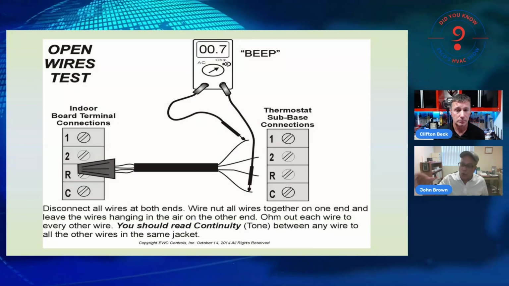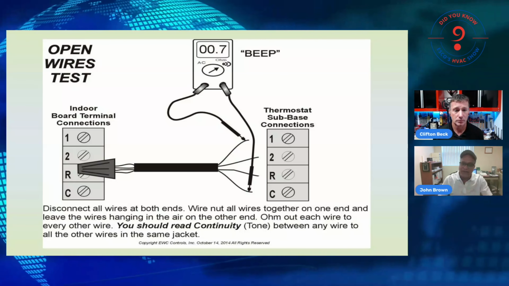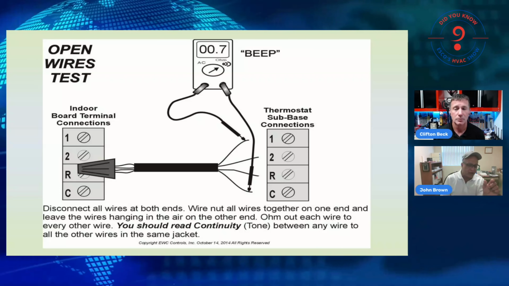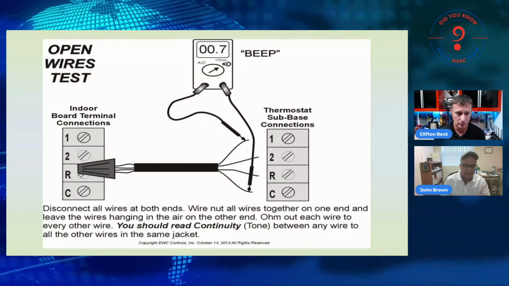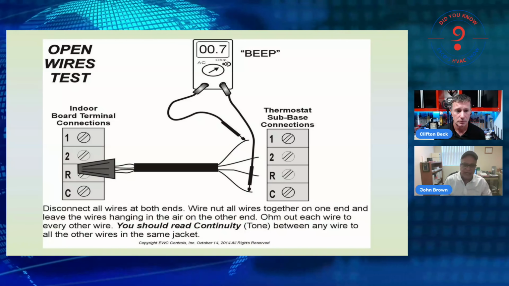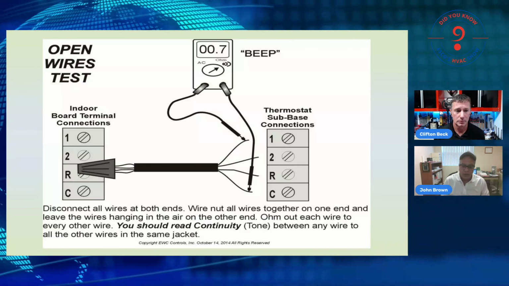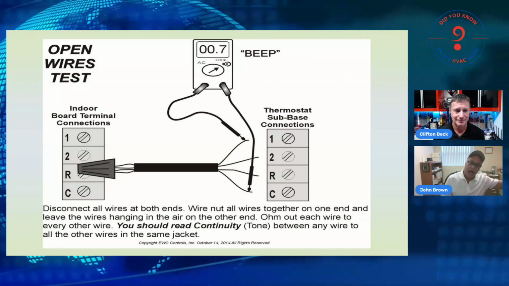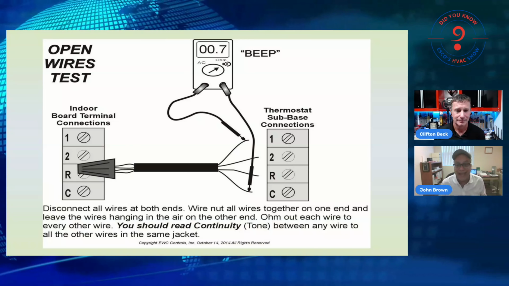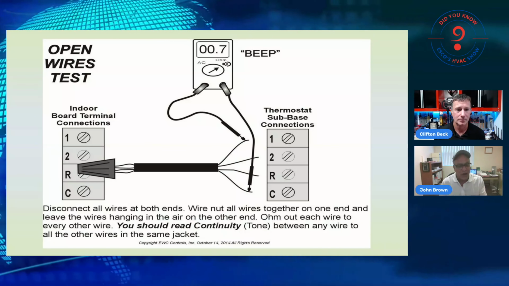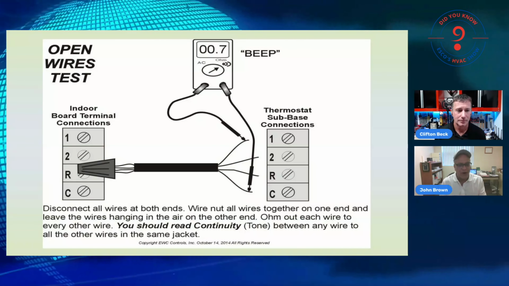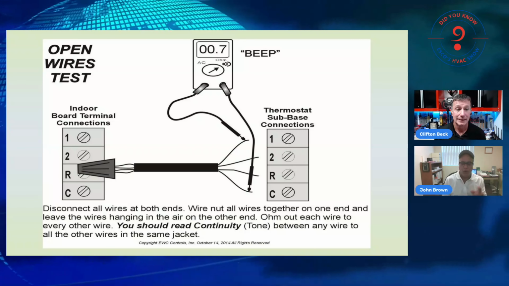So I go to one end and I twist all of them together. I strip down to good, clean copper, like Clifton said. Twist all of them together. Don't over twist. Then go to the opposite end where they're hanging in the air. I should get tone on every wire to every other wire.